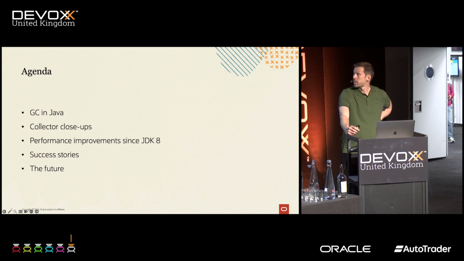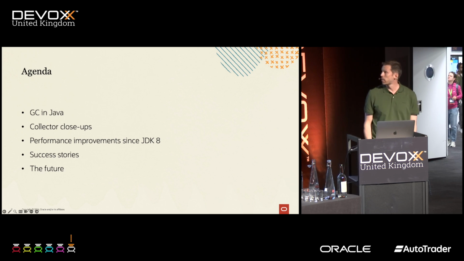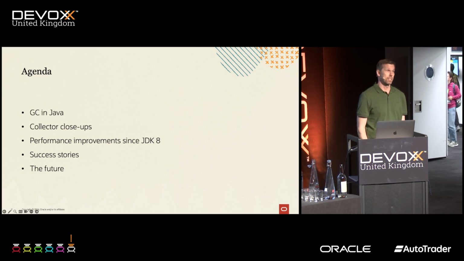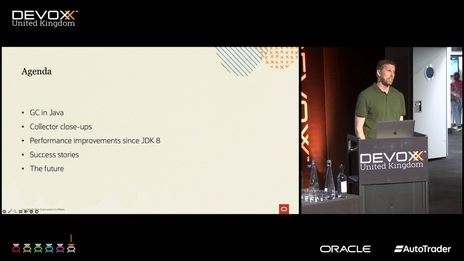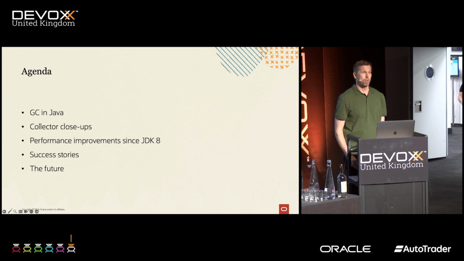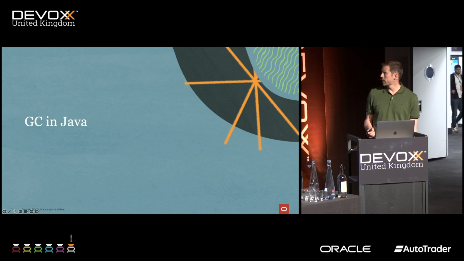Let's start off with the agenda. I'm going to start off talking a bit about GC in general in Java, and then look closer at the different collectors that you do have, before spending a pretty big part of the time of this presentation on the performance improvements that we see since JDK 8. I'm going to show some success stories from the real world, and then finish off with a few words about the future. So let's get into it.